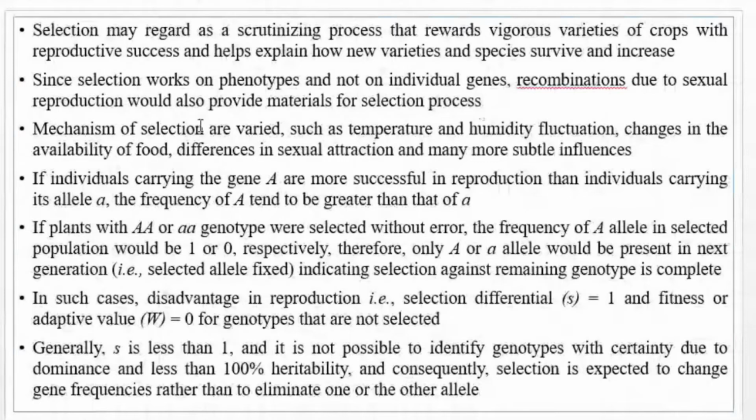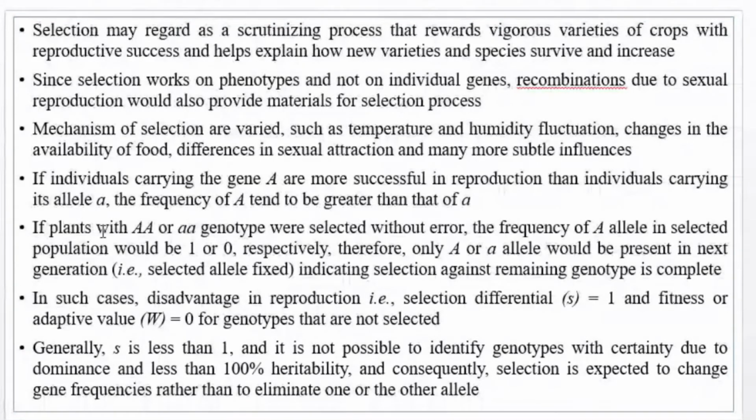So if individuals carrying the allele A are more successful in reproduction than individuals carrying the allele a, the frequency of A tends to be greater than that of a. If A is the favorable allele, we try to select individuals containing the favorable allele A rather than the recessive allele, so that the frequency of A becomes greater than the frequency of the recessive a in the next generations after selection.